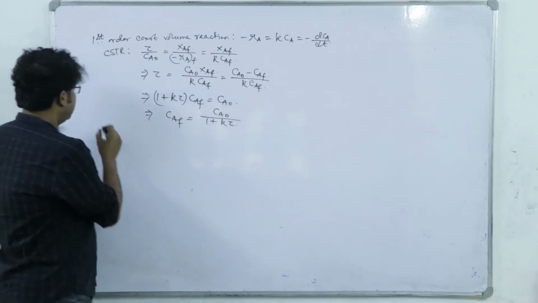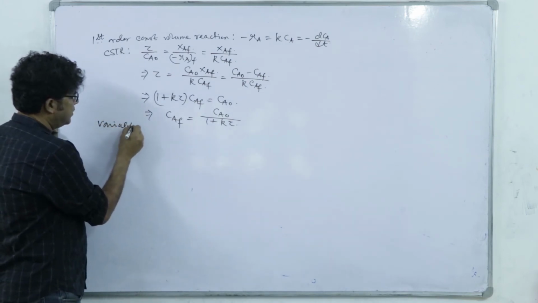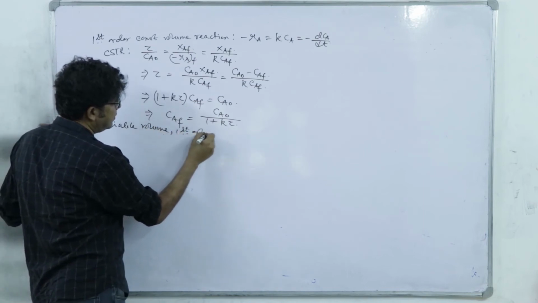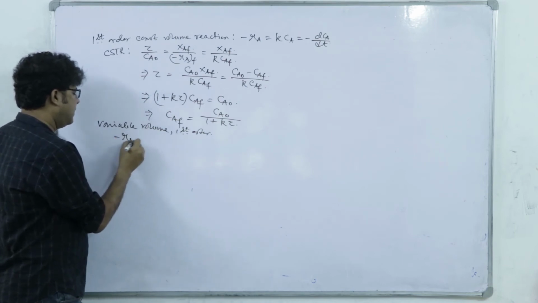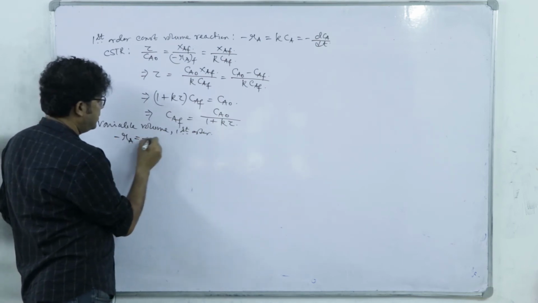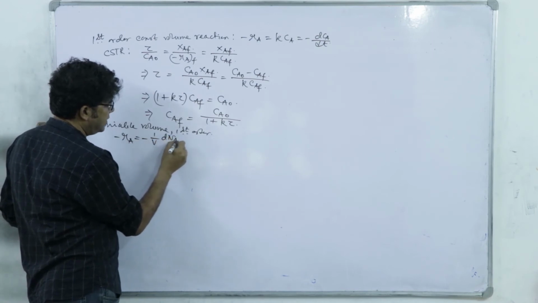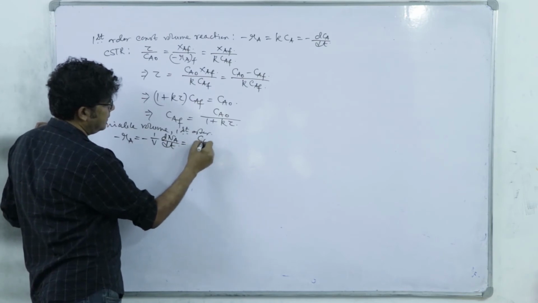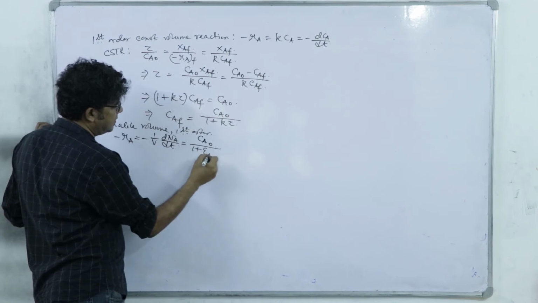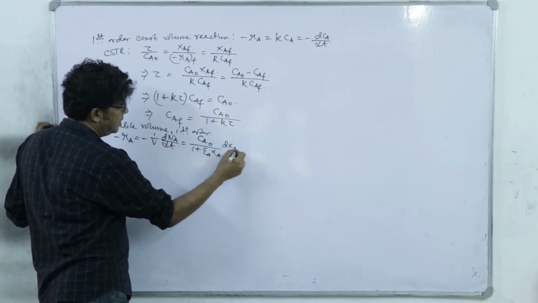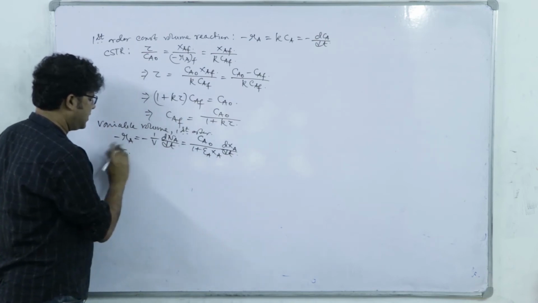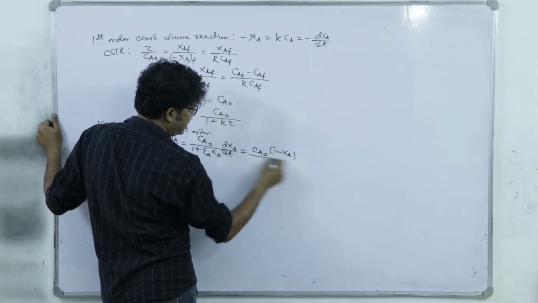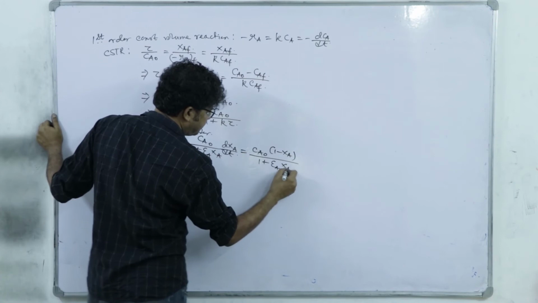Now for variable volume, first order, minus Ra is equal to minus 1 by V dNa dt. Right. So that is Ca naught divided by 1 plus epsilon A Xa into dXa dt, that we know, and minus Ra alternatively is equal to Ca naught into 1 minus Xa divided by 1 plus epsilon A Xa.